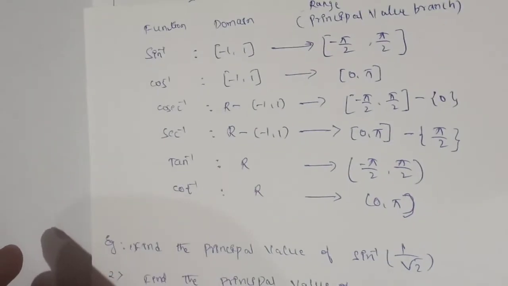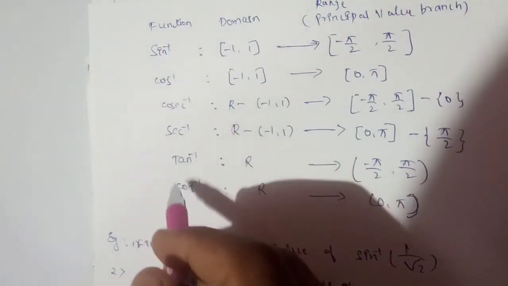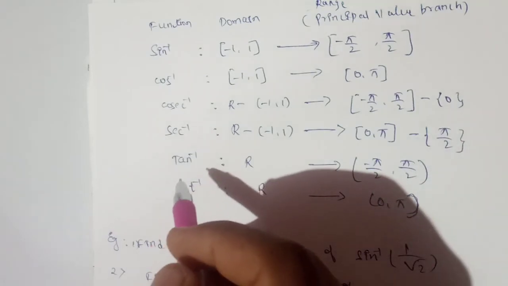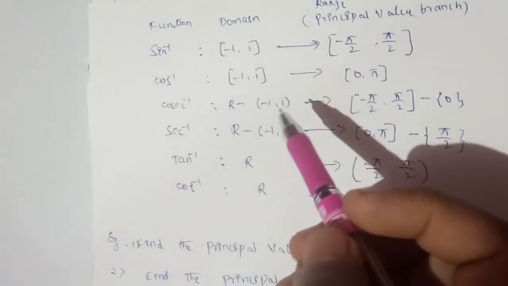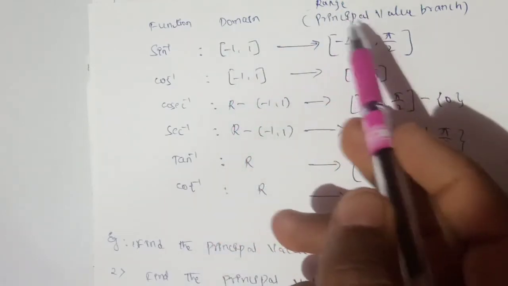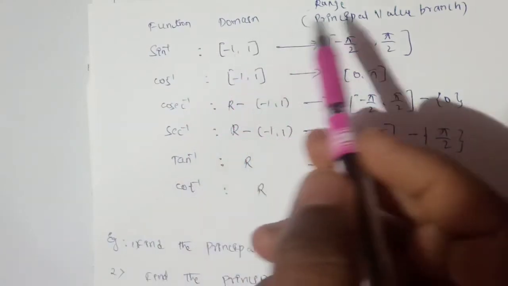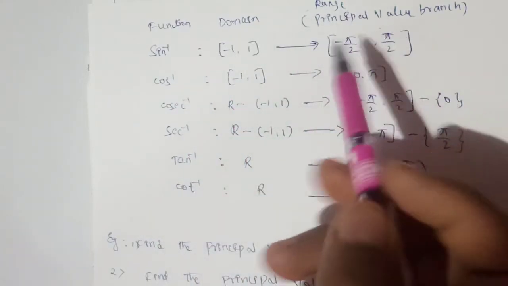Let us see, these are the 6 transcendental functions. Here it has limitations. What are the limitations? Domain, range or principal value branch. Friends, here domain, range or principal value branches.